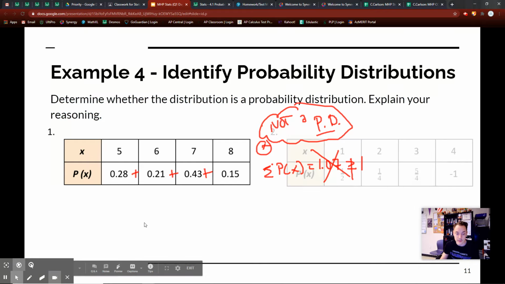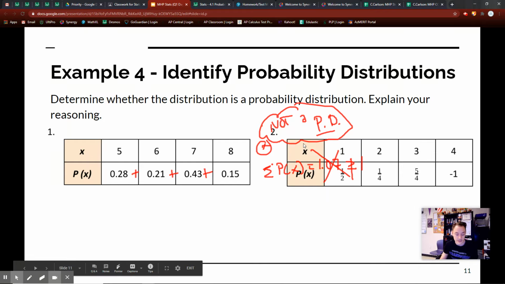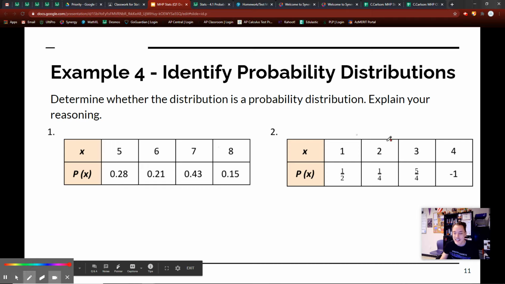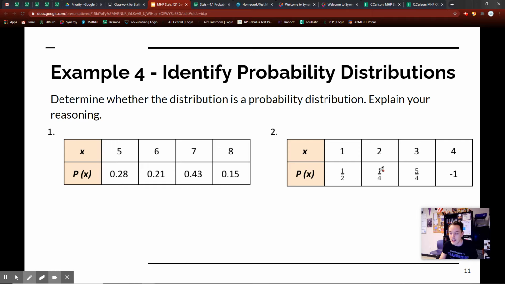Now, what about this next one? Oh, geez. Wow. That's unfortunate. Let's erase. Okay, this next one, try to do it yourself. Look at the fractions. Now, there's one thing that would stand out to you that tells you, yes, the x's are all countable.